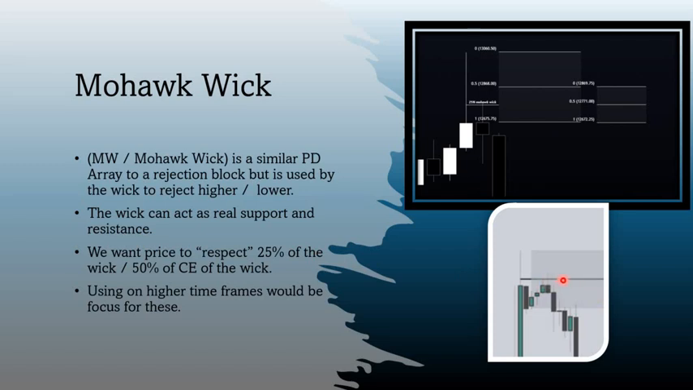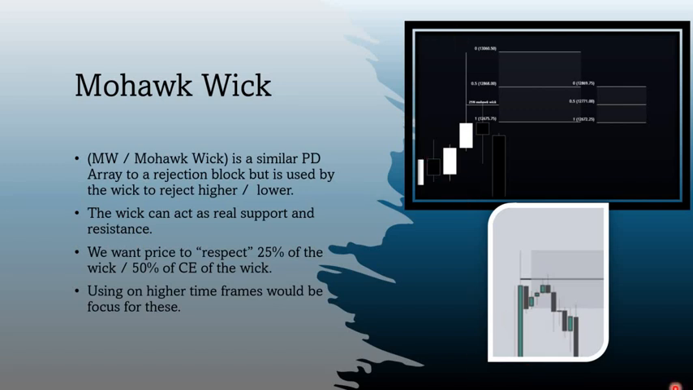Price will usually want to reject 25% of the wick, not consequent encroachment of the wick, 25% of the wick, which is consequent encroachment of consequent encroachment. Okay, so price will usually want to reject this area to go lower or higher depending on what type of Mohawk wick it is, whether it's a bearish one or a bullish one.